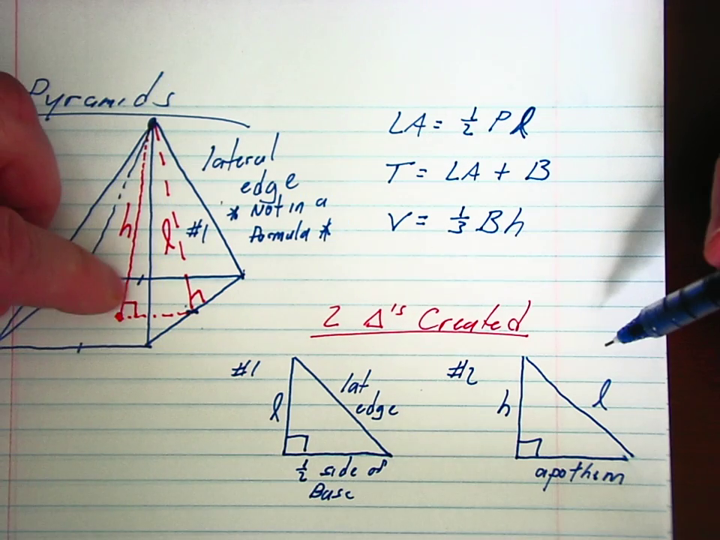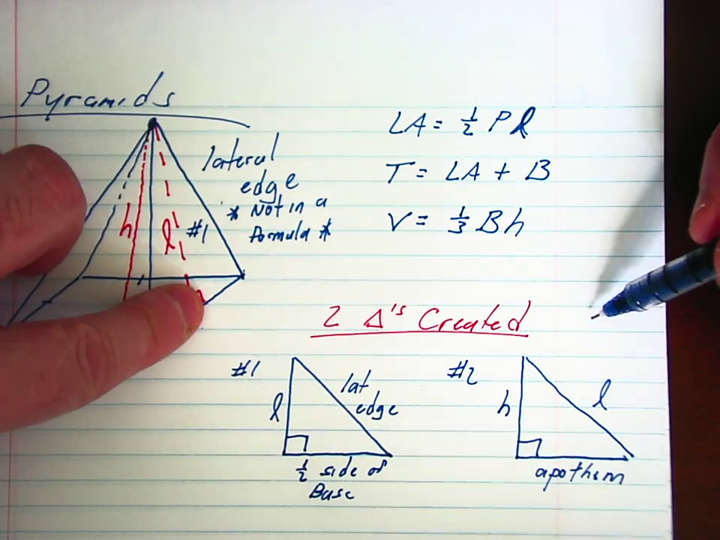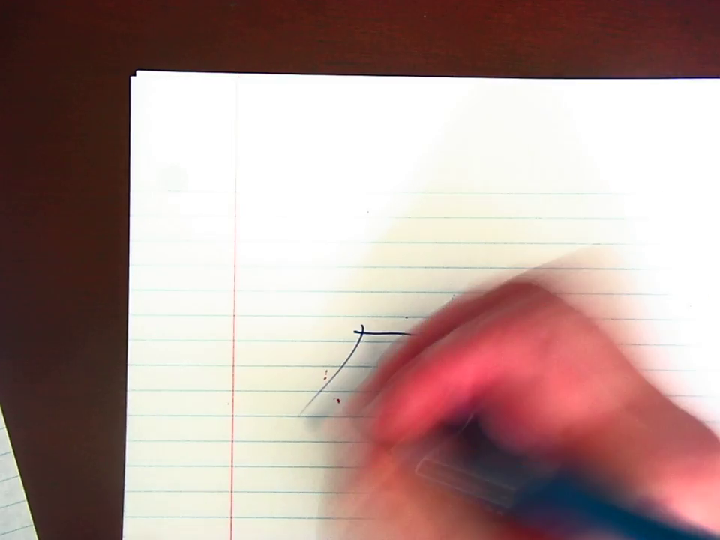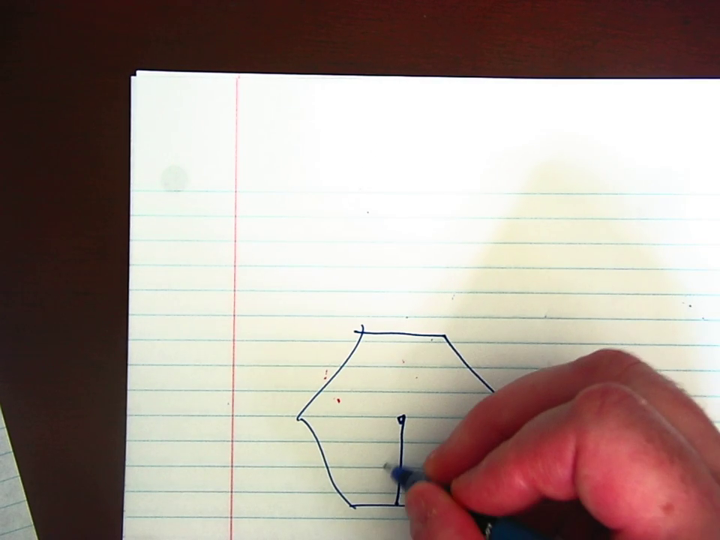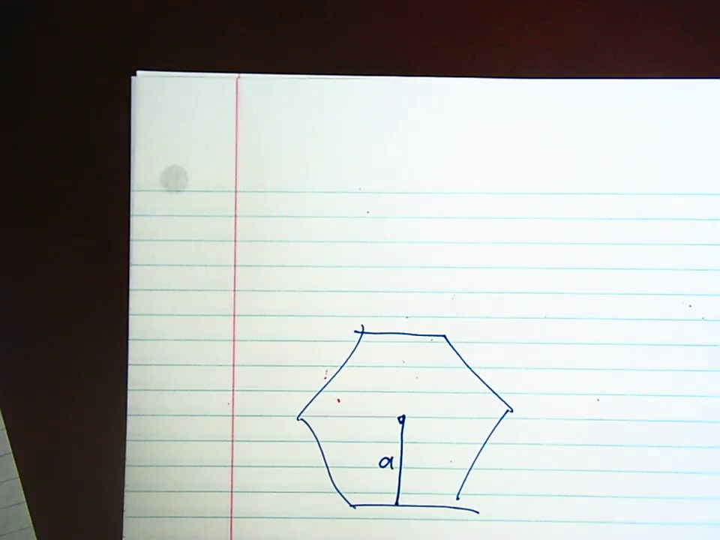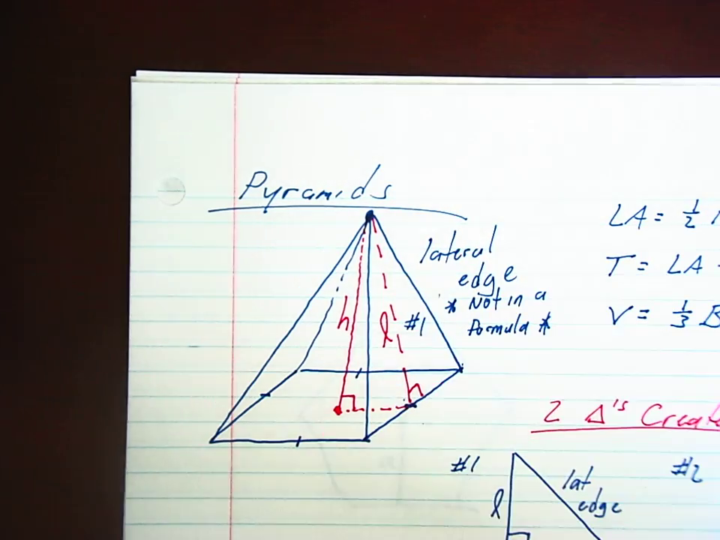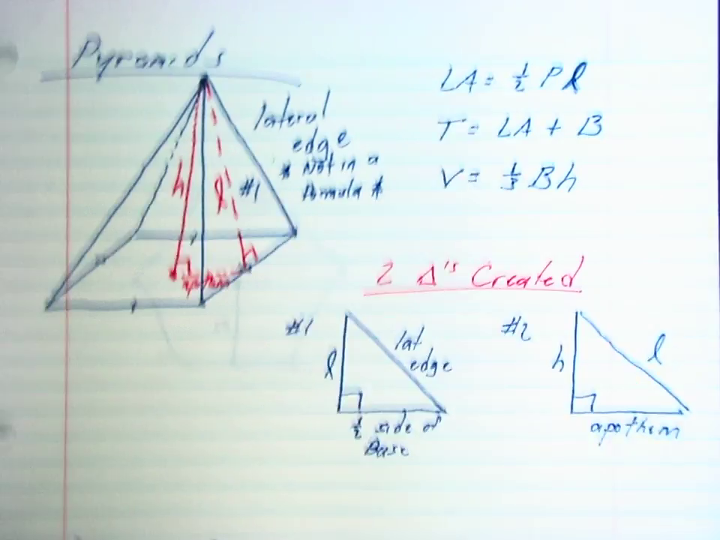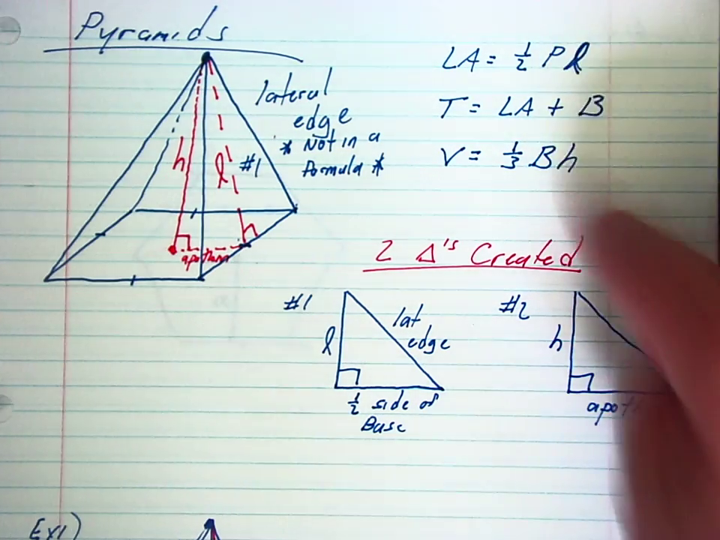Because look where it goes. It goes from the middle of the figure to the middle of a side. That's just like the apothem used to do. So if I drew you an apothem real quick, remember, if I go from the center to the middle of the side, that was known as the apothem. That's what we're drawing here. We're going from the center of the square to the middle of the side, so that's the apothem. A-P-O-T-H-E-M. Okay, so you're going to use these 2 triangles to find everything you need to do these formulas. Okay, let's go to our first example.